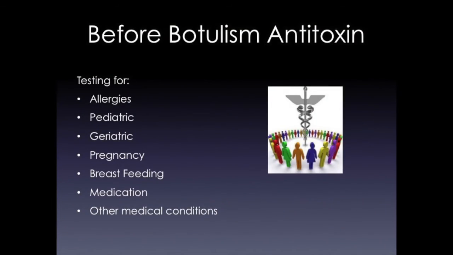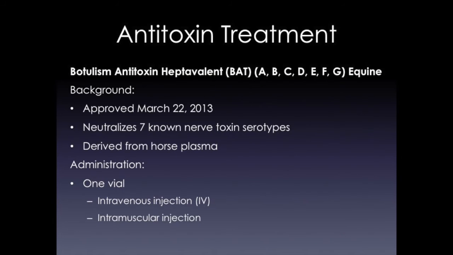Before the botulism antitoxin is administered, doctors will examine the patient's medical history to ensure the drug is safe to use. They will test for allergies and pregnancy and do a complete, full background, including what forms of medication the patient is taking. On March 22, 2013, the FDA approved a botulism antitoxin which neutralizes all 7 known botulinum nerve toxin types. This antitoxin is derived from horse plasma.